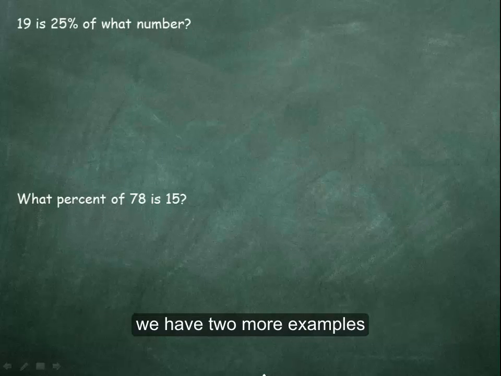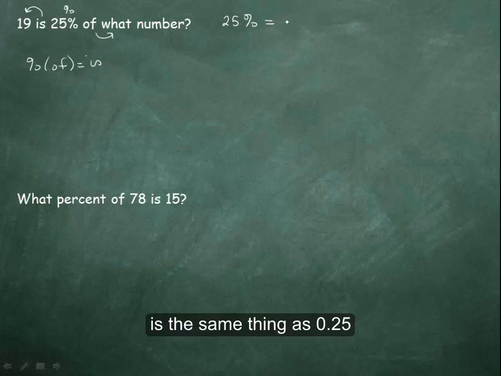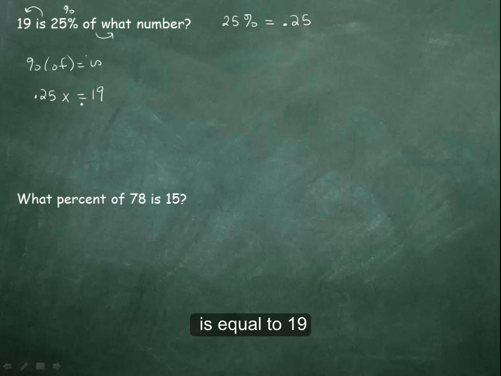We have 2 more examples. Is, of, percent. So remember we have percent times of equals is. 25% is the same thing as 0.25. So I have 0.25x is equal to 19. Divide both sides by 0.25. X is equal to 76.